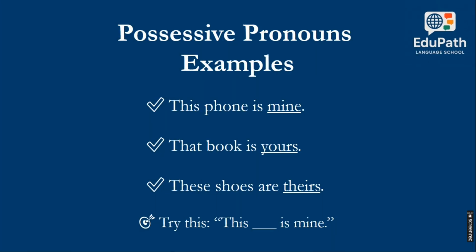For example, this phone is mine. In this sentence, I am telling you who this phone belongs to, and as you can see, the word mine is at the end. There is no noun after that. The second example is, this book is yours and these shoes are theirs. Let's try and make a sentence. If you can tell me something that belongs to you. For example, this computer is mine.